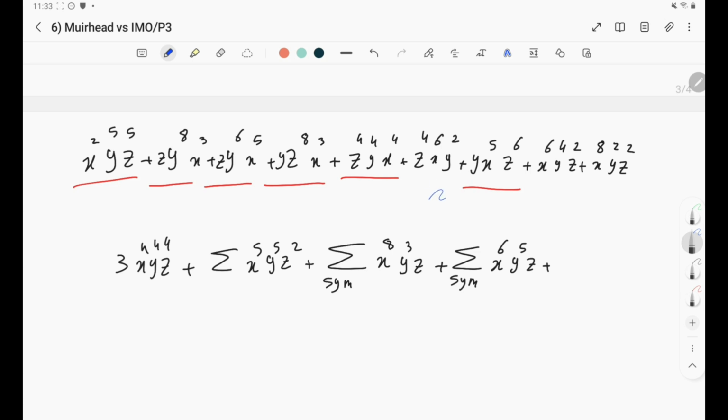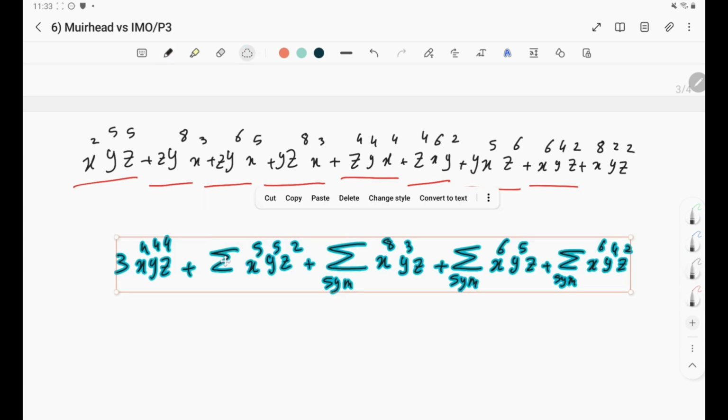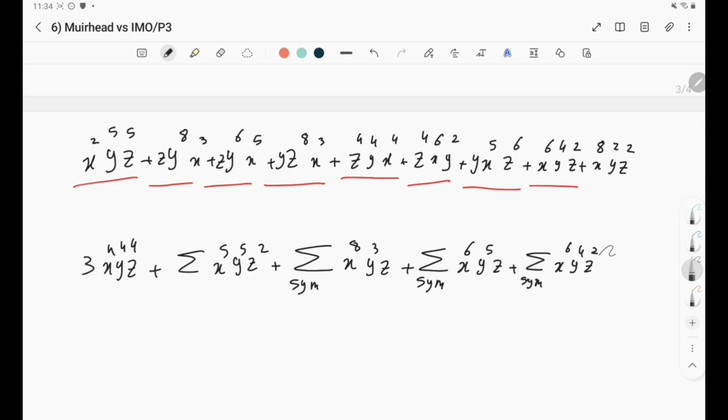Next, we have this 6, 4, 2, 6, 4, 2, also another symmetric. X to the 6, y to the 4, z square, and finally we just have the remaining one, which is just sigma. Let's move this to the LHS a little. Now we have sigma x to the 8 y z, okay, square square. Okay, perfect, finally this is the RHS.